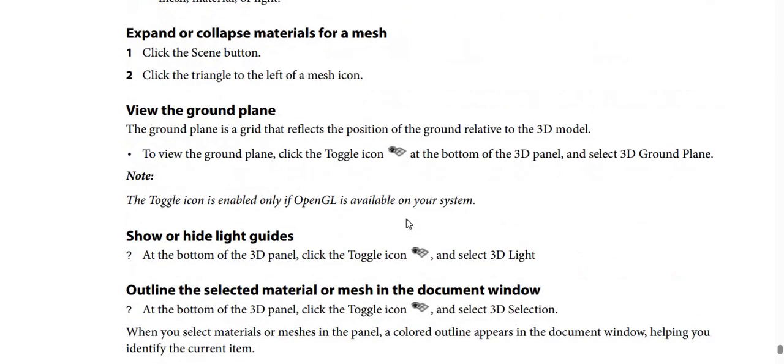How to expand or collapse materials for a mesh? We have two steps only. Step number 1, you should click the scene button firstly. Step number 2, click the triangle to the left of a mesh icon.